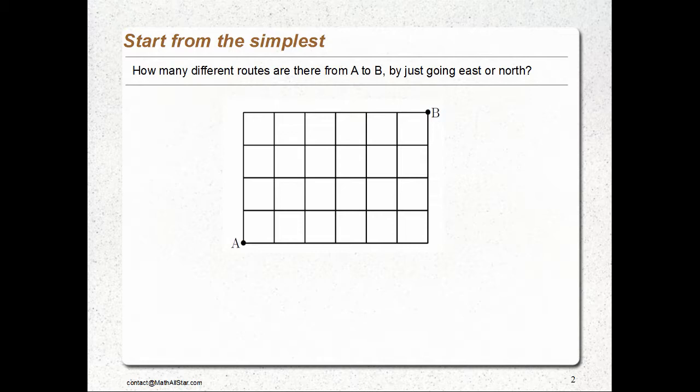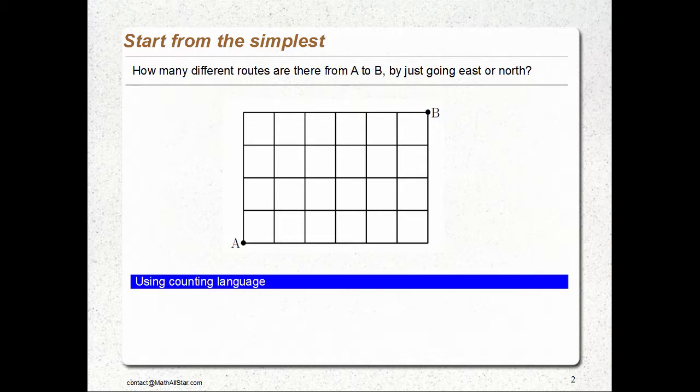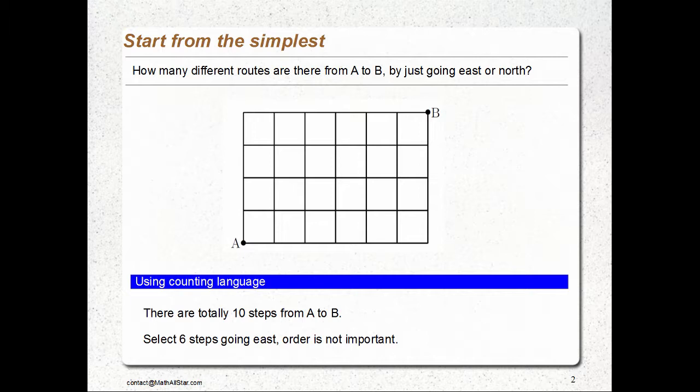There are totally 10 steps required from point A to point B, among which 6 must go east and the rest 4 must go north. Therefore, this problem is equivalent to selecting 6 eastern-bound steps out of totally 10 choices, which leads to the answer as 10 choose 6 equals 210. Nothing fancy, isn't it?